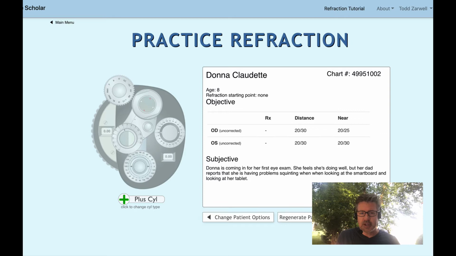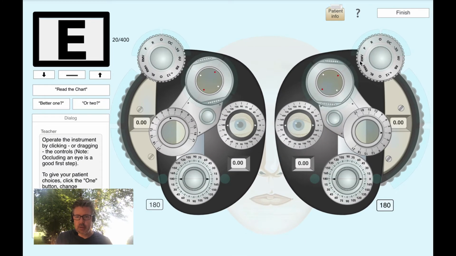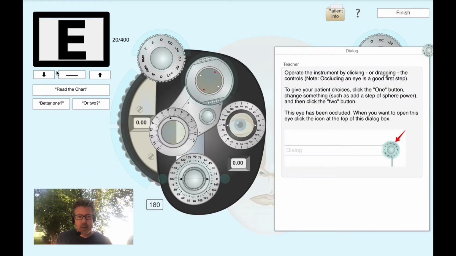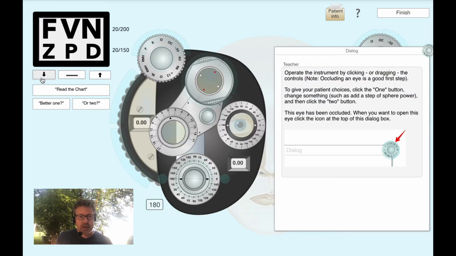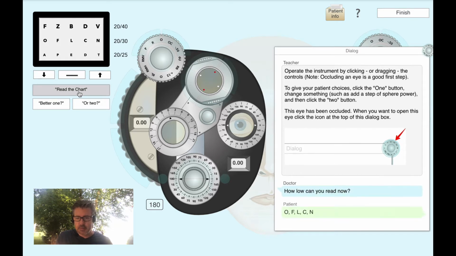So we'll start that refraction. This is Donna Claudette, and she's 8 years old. So what do we do first? Well, this is a monocular subjective refraction, so let's block off that left eye. Her vision was 20/30-ish, so let's jump down to that part of the eye chart, and let's ask her to read the chart again just to make sure.